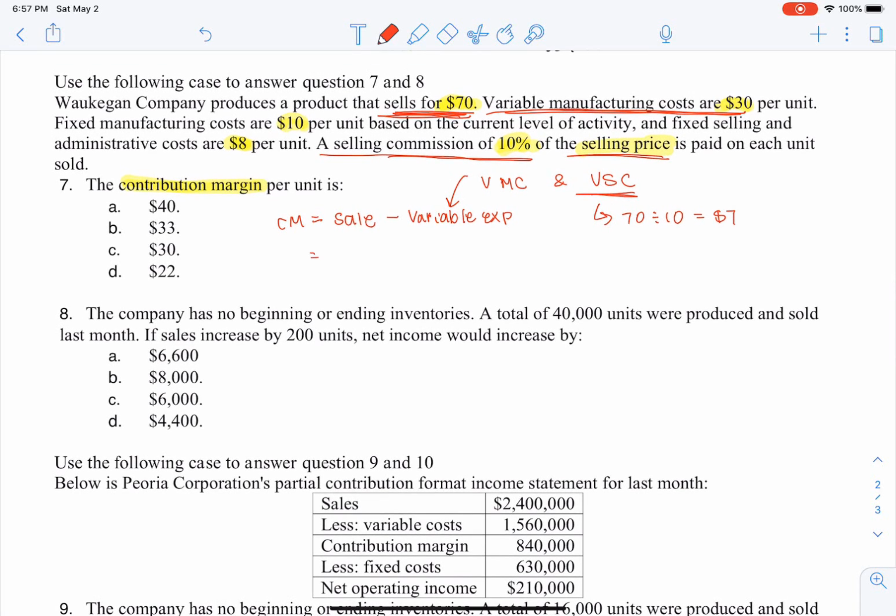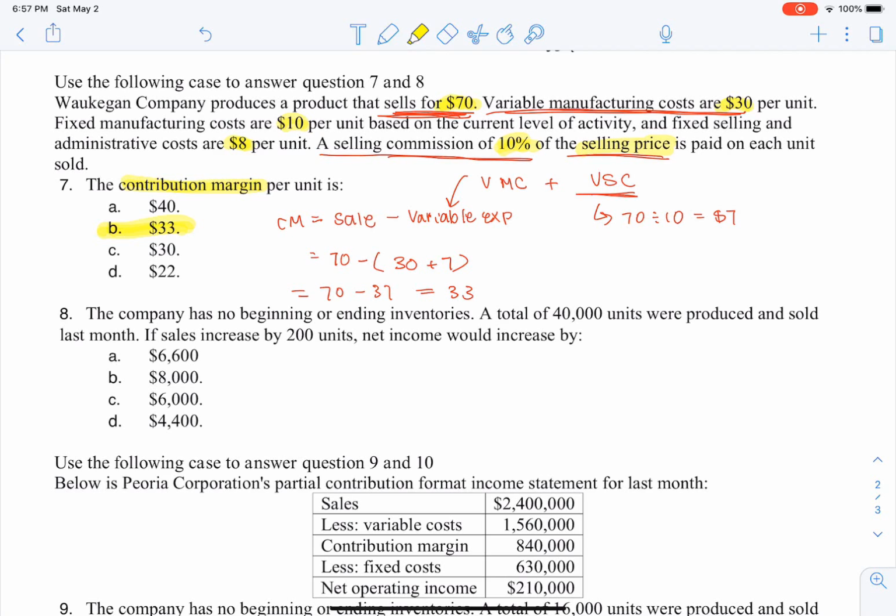So we just plug in. So the sale is $70, subtract our $30 for variable manufacturing cost plus the 7, and we're gonna end up with 70 subtract 37, that is 33, and our answer is gonna be 33.